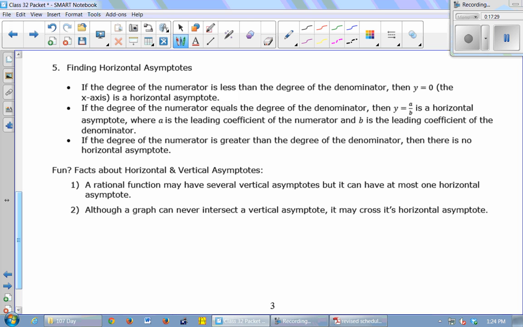All right, some fun facts about horizontal and vertical asymptotes. A rational function may have several vertical asymptotes, but it can have at most one horizontal asymptote. And although a graph can never intersect a vertical asymptote, it may cross a horizontal asymptote.